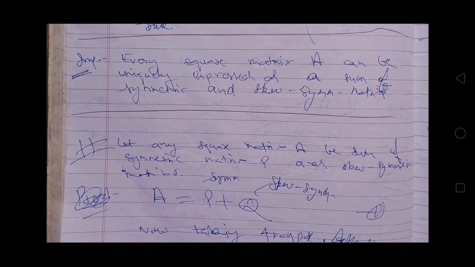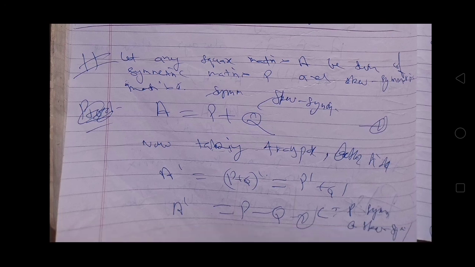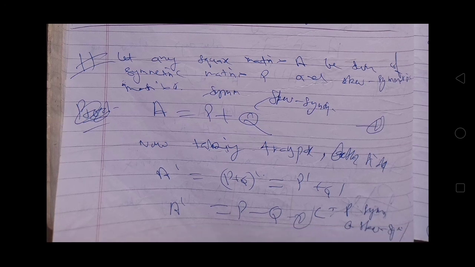Every square matrix A can be uniquely expressed as a sum of a symmetric and a skew symmetric matrix. So see this proof. Let any square matrix A be the sum of a symmetric matrix P and a skew symmetric matrix Q. Then A will be equal to P plus Q, where P is a symmetric matrix and Q is a skew symmetric matrix. Mark this equation as number 1. Now taking transpose both sides, we will get A dash is equal to (P plus Q) dash, which is equal to P dash plus Q dash, which will be further equal to P minus Q, as P is symmetric and Q is skew symmetric. Mark this equation as number 2.